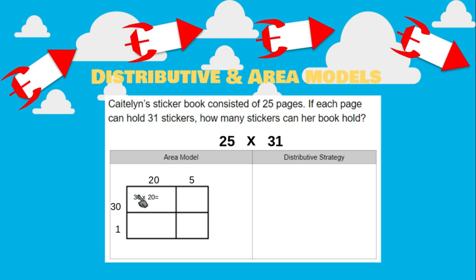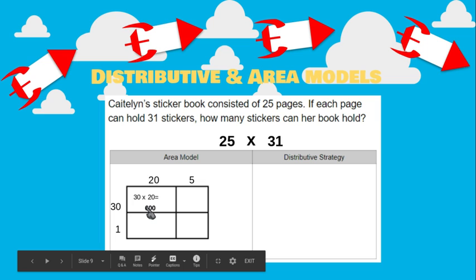I'm going to ignore my zeros for right now, my place movers, and I'm going to see 3 times 2 is 6. I have one place mover and 2 place movers. So I'm going to have 600, right? Because 3 times 2 is 6. Here's my one place mover and my next place mover.